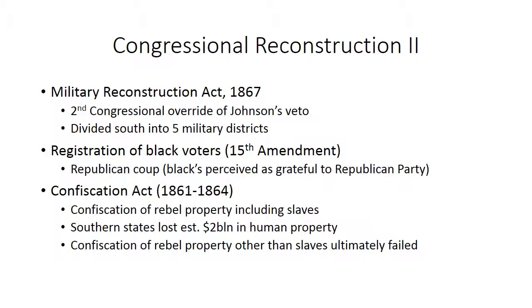Now, Congressional Reconstruction 2, you have a series of acts, most notably the Military Reconstruction Act. This divided the South into 5 military districts and imposed martial law. The idea was to impose martial law for the enforcement of the various bills that Congress was going to pass over the next few years. And now, you see the registration of black voters. This was principally handled by the Republican Party.